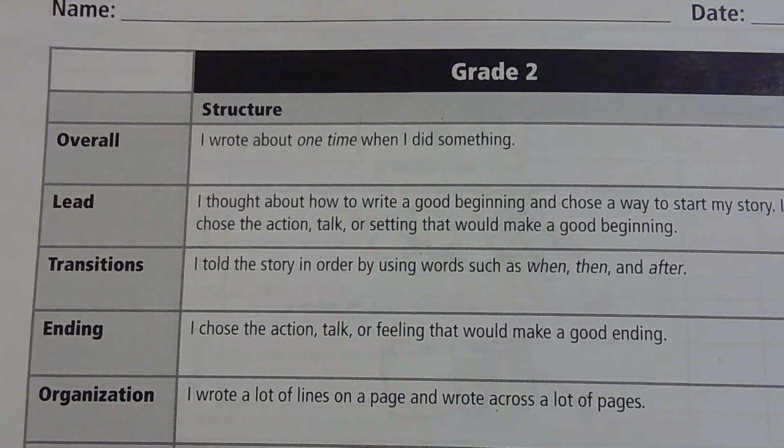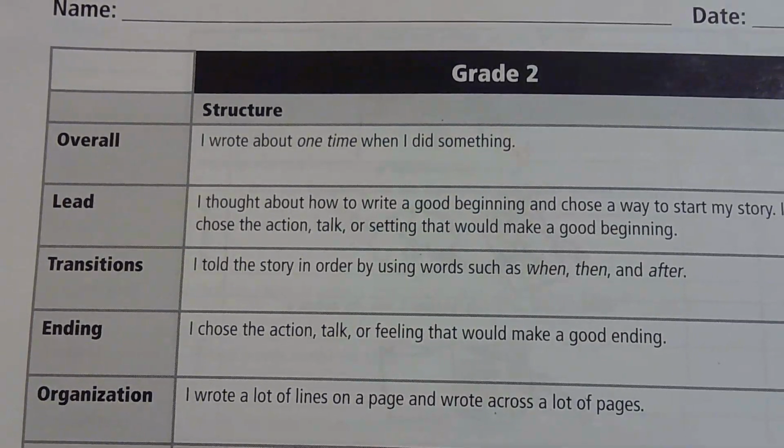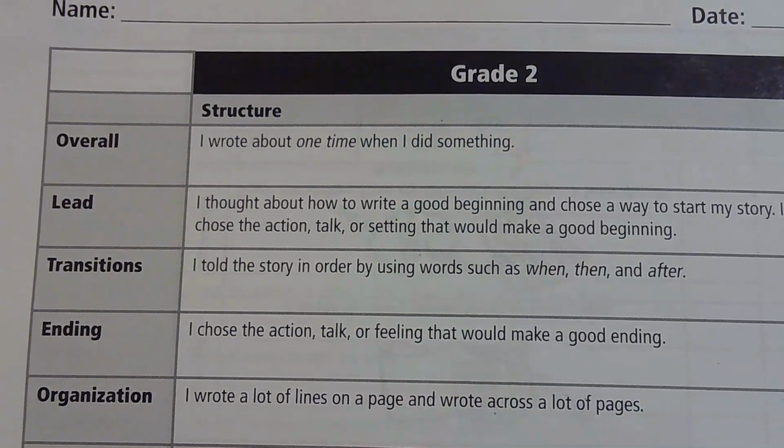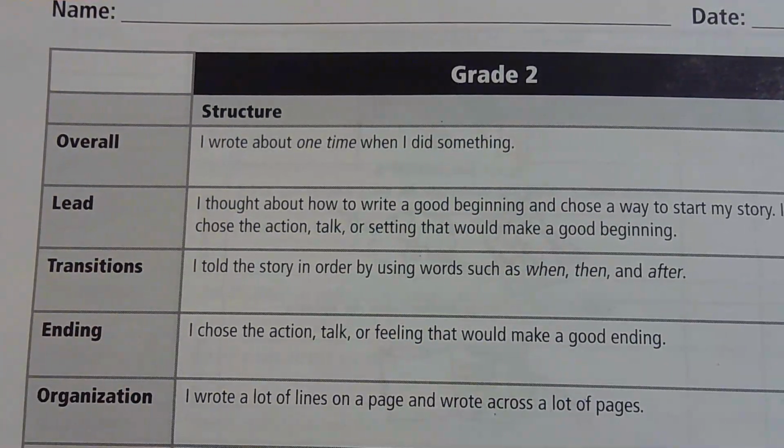Let's take a look. Writers, you can see we're looking at the structure part of the narrative writing checklist, and you can also see that we have covered all of the areas except for the middle one called transitions. It's important to include transitions in your narrative writing because it helps your reader follow along with what is happening.